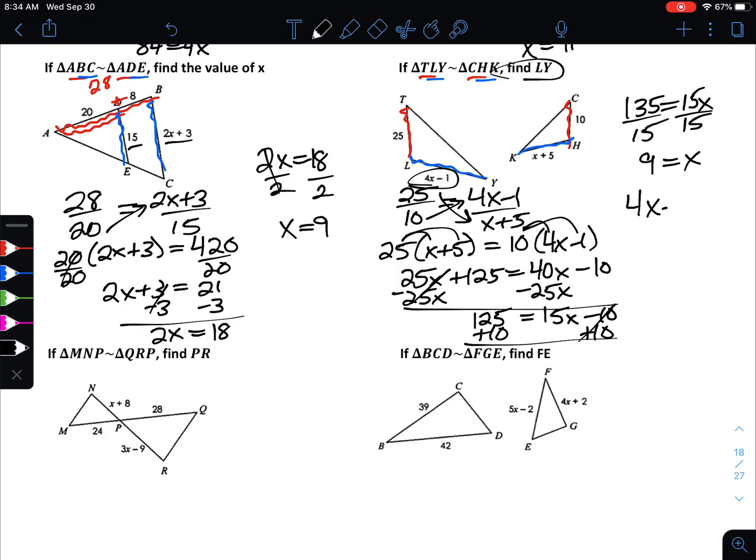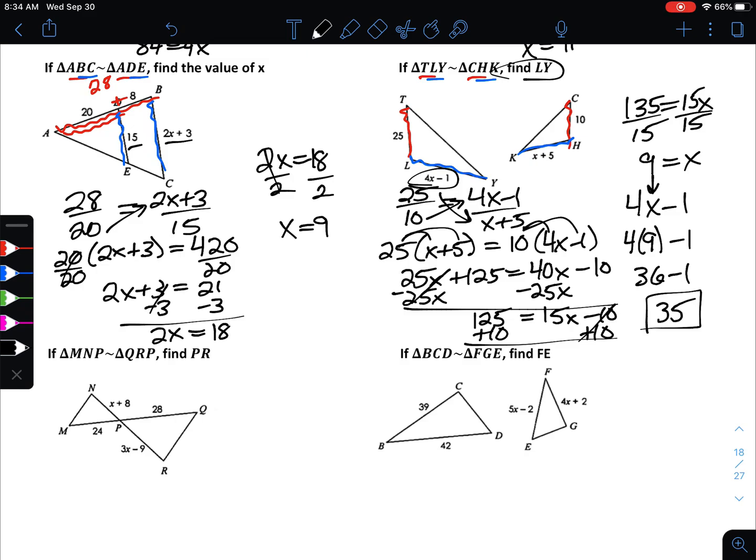LY was 4x minus 1. So now what we need to do is we need to take 9 and plug that in for x. So that would be 4 multiplied by 9 minus 1, which is 36 minus 1. So the side length of LY is actually going to be 35.